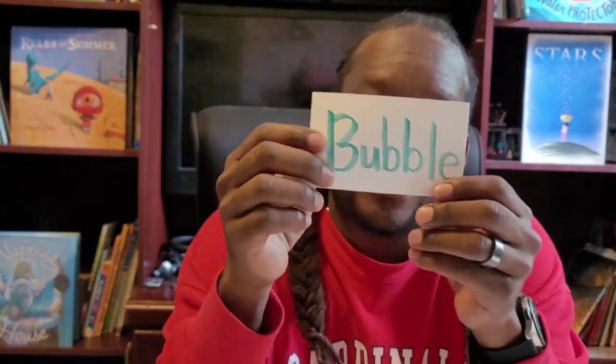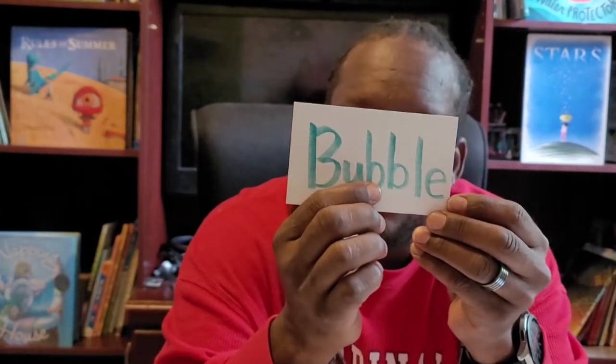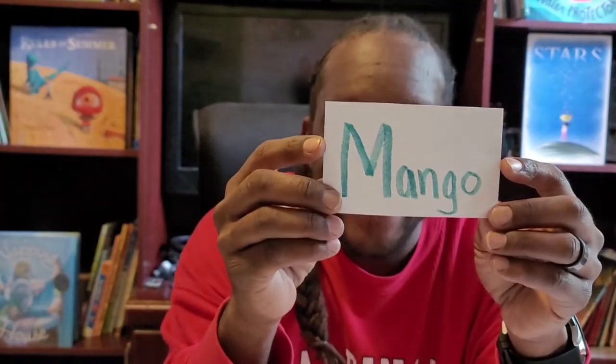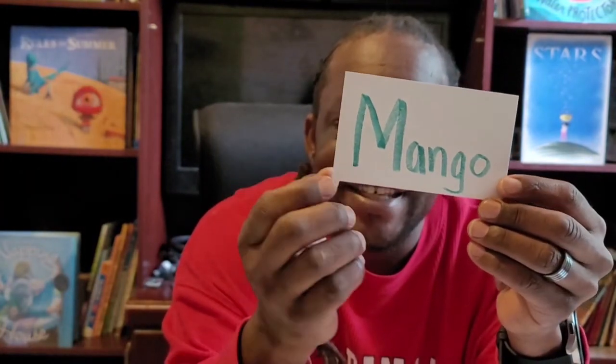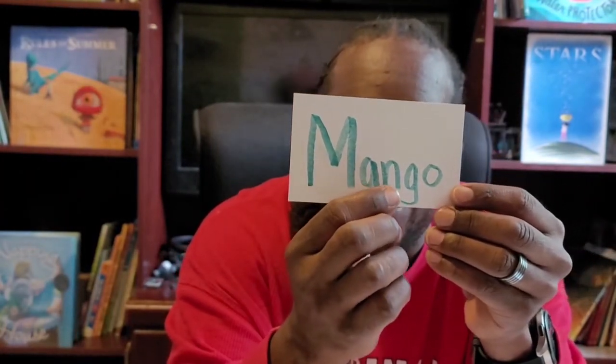All right, let's count the letters in my friend's name. My friend's camp name is Bubble. 1, 2, 3, 4, 5, 6. Let's clap the syllables. Bub-ble. Oh, 1, 2. And whose name is this? Mango. Let's count the letters. 1, 2, 3, 4, 5. Clap the syllables. Man-go. How many syllables? 2.